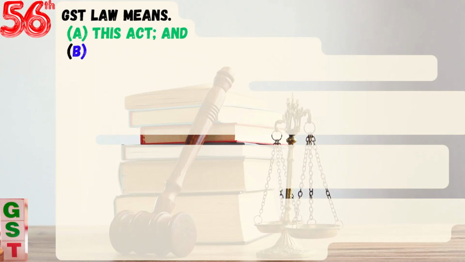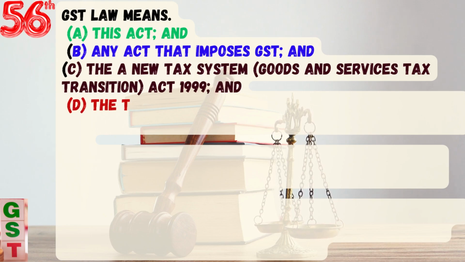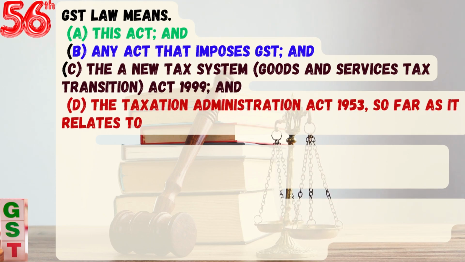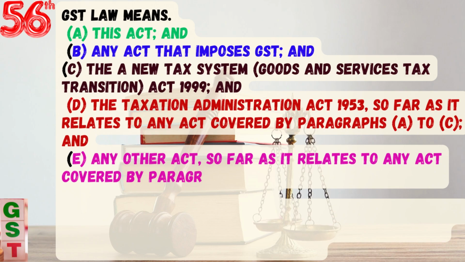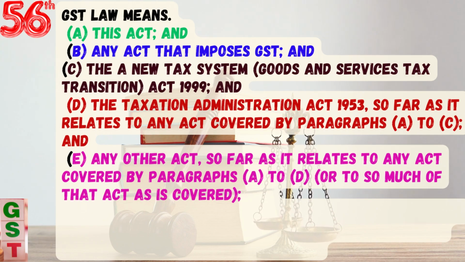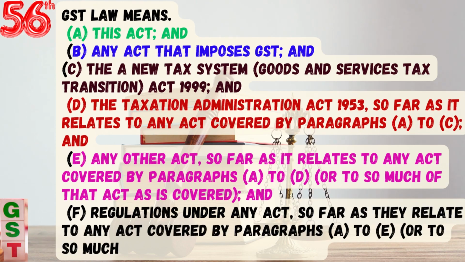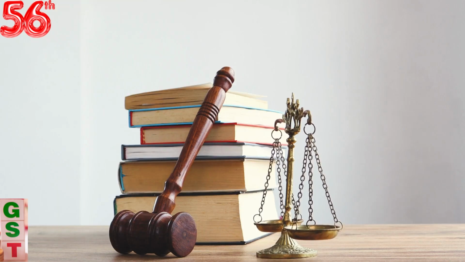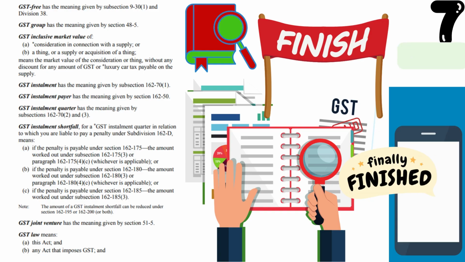Word number 53. GST law means A. This act, and B. Any act that imposes GST, and C. The new tax system, Goods and Services Tax Transition, Act 1999, and D. The Taxation Administration Act 1953, so far as it relates to any act covered by paragraphs A to C, and E. Any other act, so far as it relates to any act covered by paragraphs A to D, or to so much of that act as is covered, and F. Regulations under any act, so far as they relate to any act covered by paragraphs A to E, or to so much of that act as is covered.